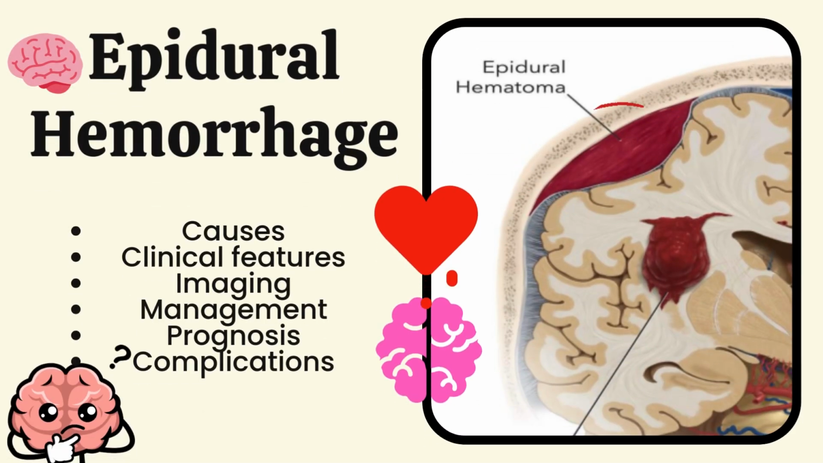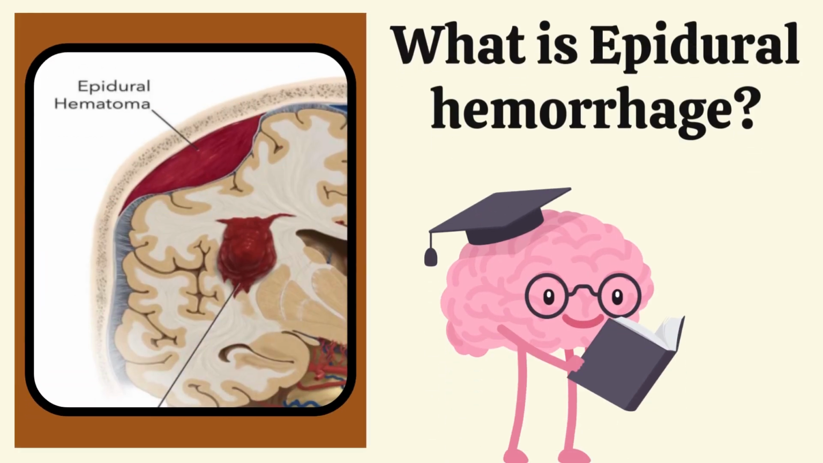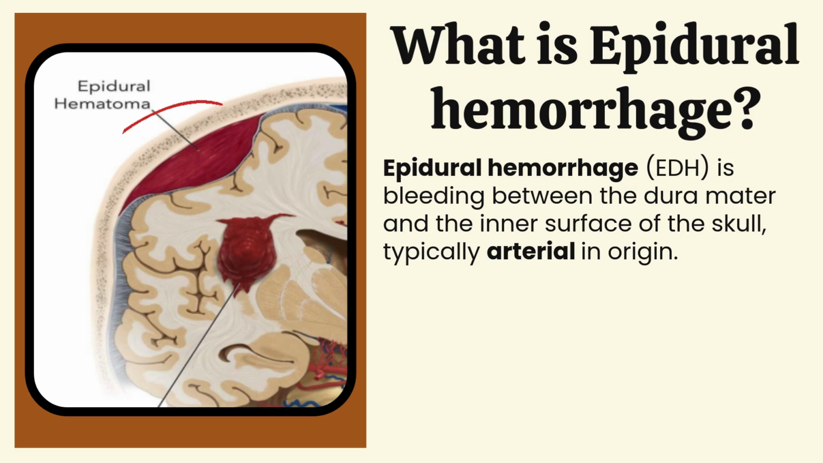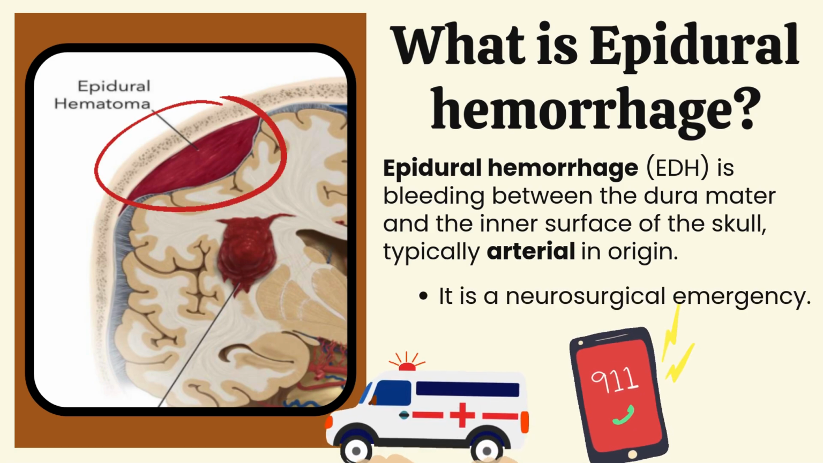In this video, we will talk about epidural hemorrhage, its causes, clinical features, imaging, management, prognosis and complications. What is epidural hemorrhage? Epidural hemorrhage is bleeding between the dura mater and the inner surface of the skull, typically arterial in origin.